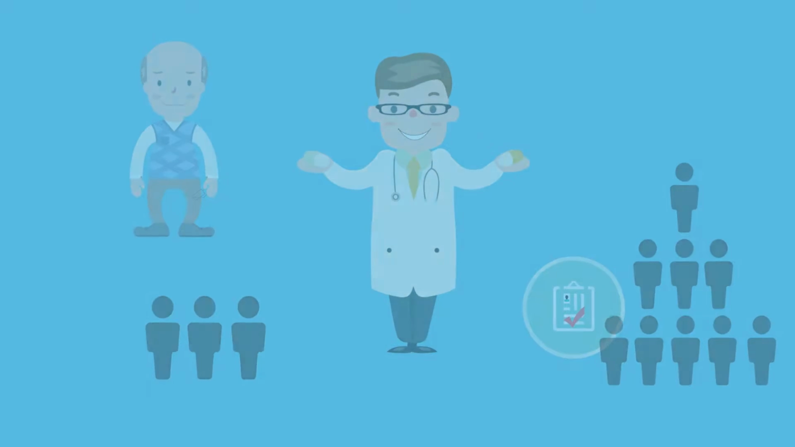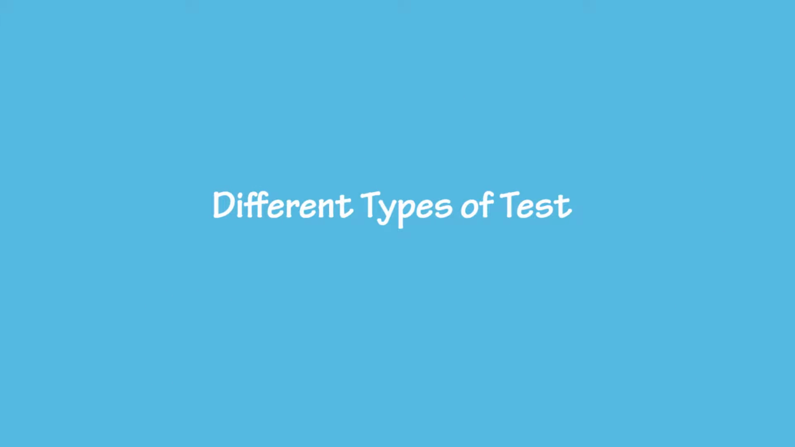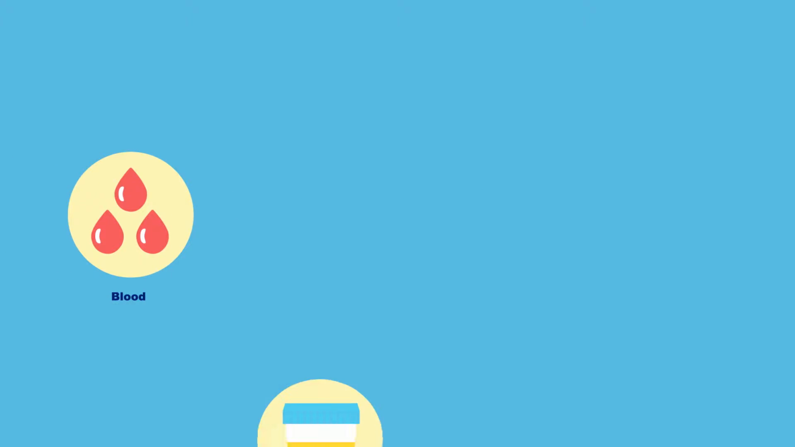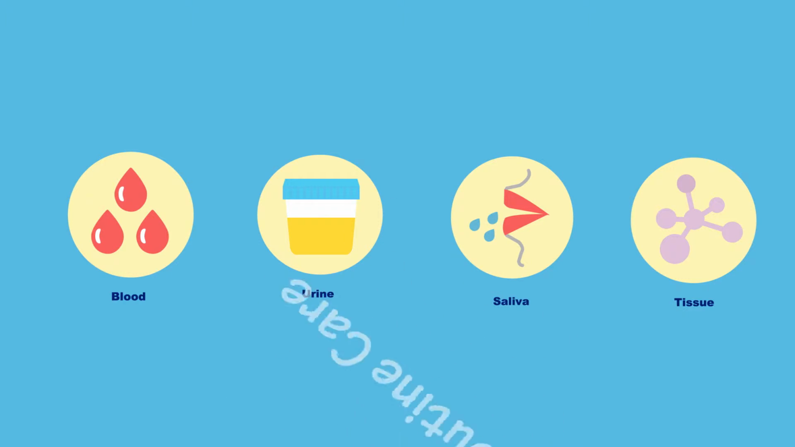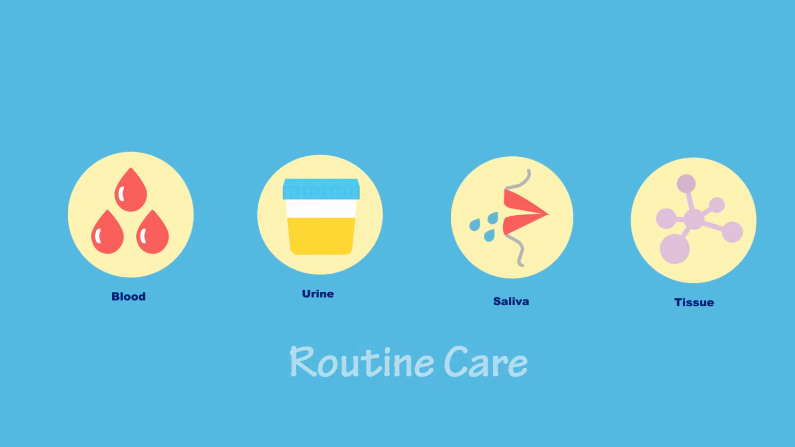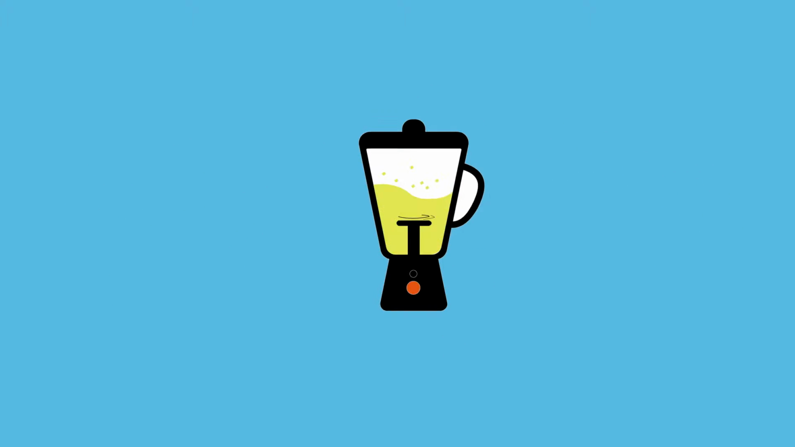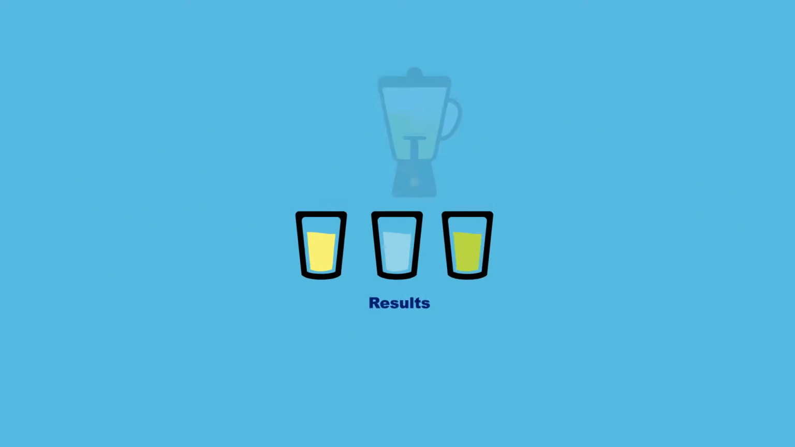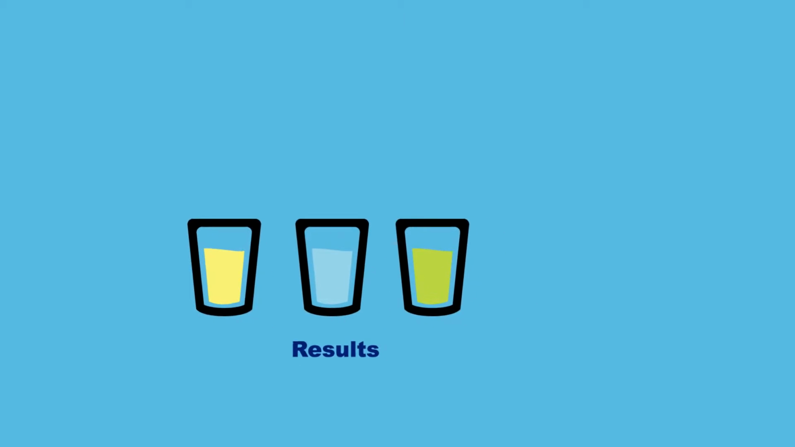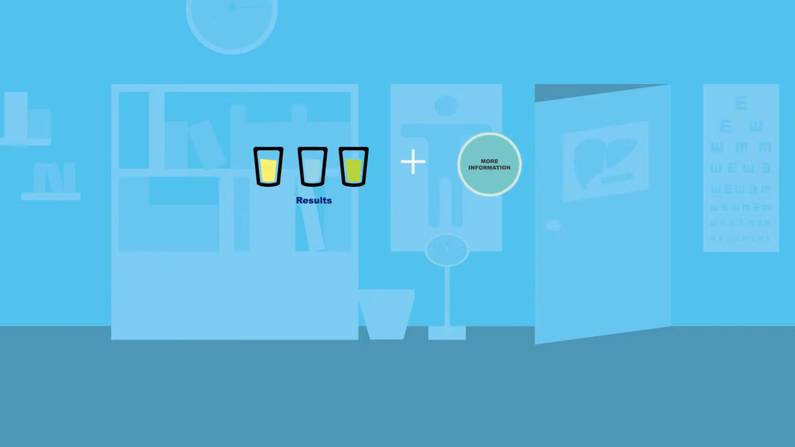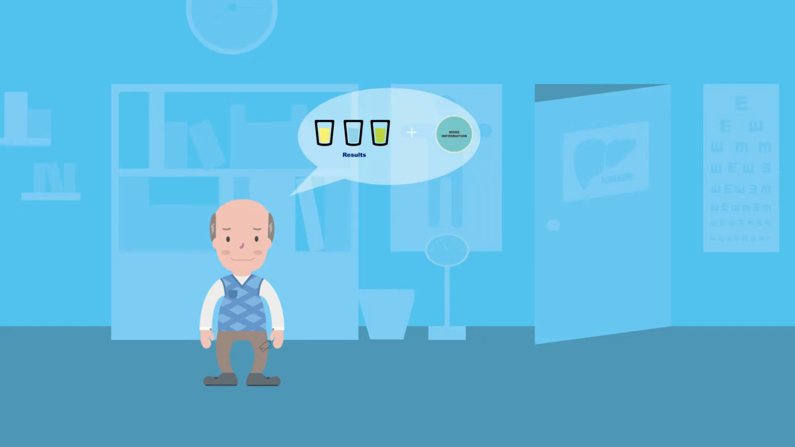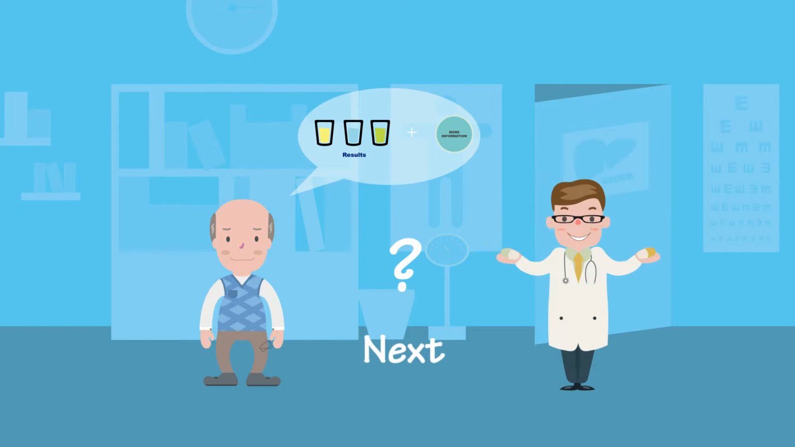At the end of this film, you should have learned that there are many types of tests that are used to indicate changes to your health. Doctors use these tests as part of routine care. The results of tests can vary. The results of these tests should be considered alongside other types of information. It's okay to ask questions about your test and the results to help you discuss what will happen next with your doctor.